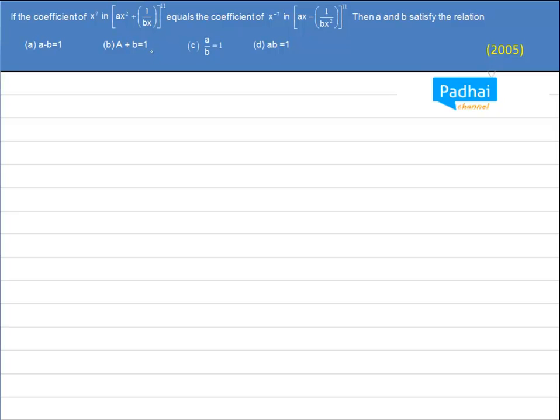Now let us take another 2005 problem which says that if the coefficient of x raised to power 7 in this expression equals the coefficient of x raised to power minus 7 from this expression, then you have to find a relation between a and b. So let me write down the expressions first of all. This is x raised to power 7 in (ax square plus 1 by bx) raised to power 11, and x raised to power minus 7 from (ax minus 1 by bx square) raised to power 11.